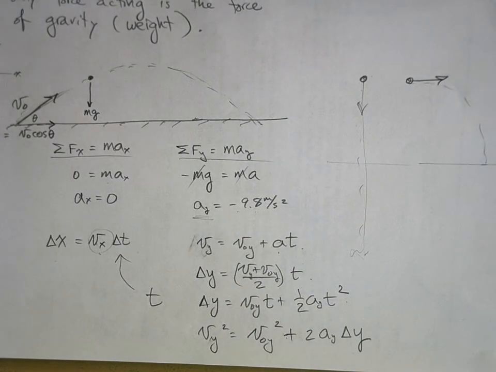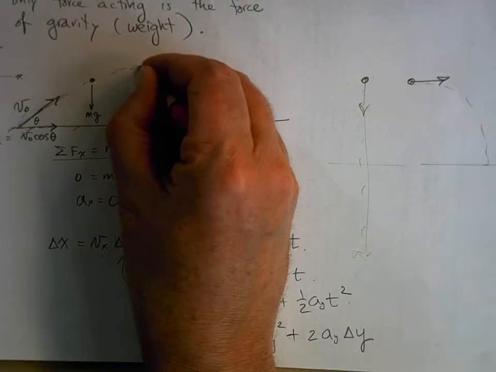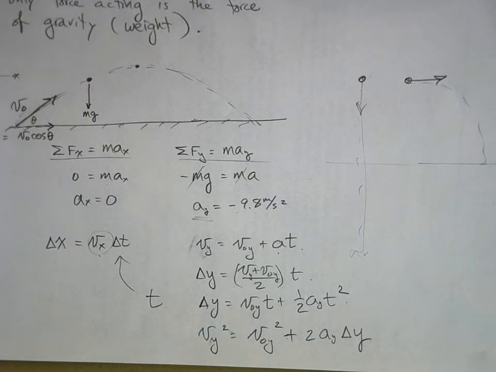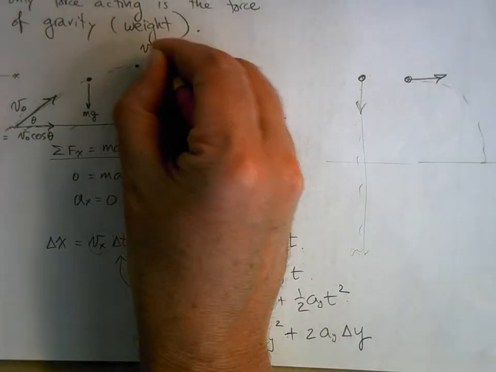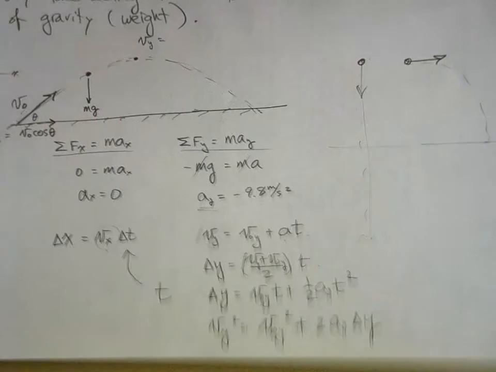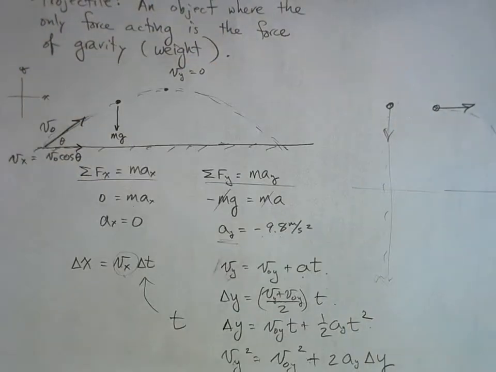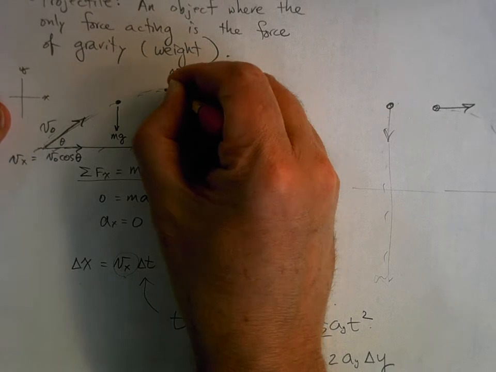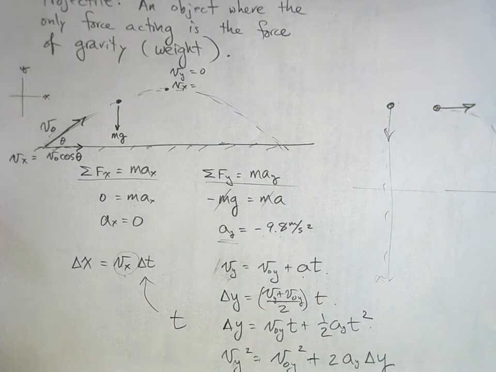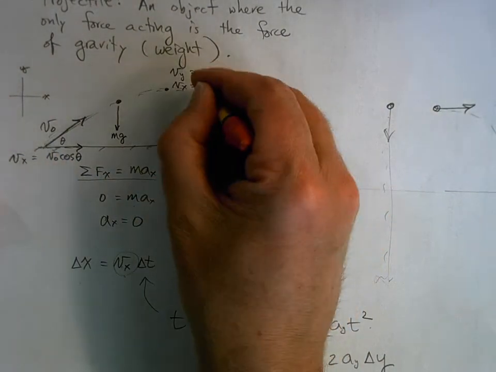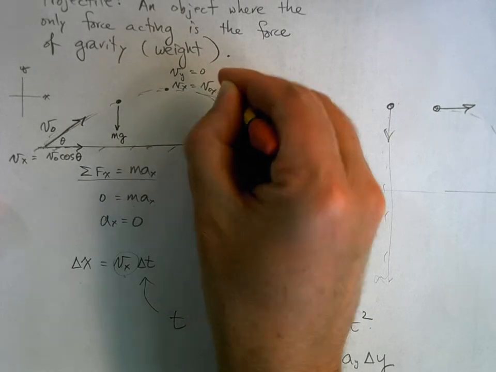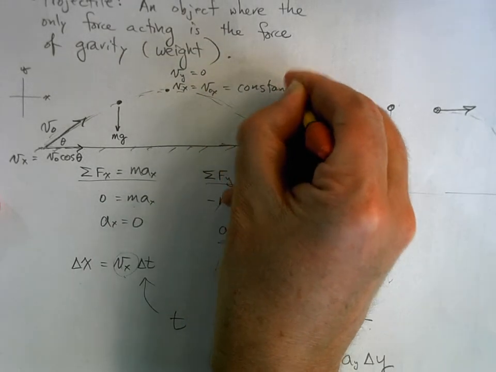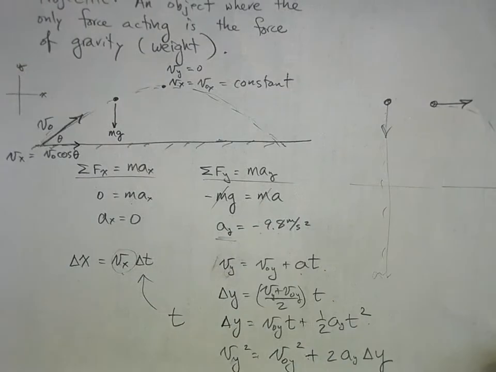Also remember, if you're at the very tippy top, what's true at the very tippy top? The velocity in the y direction equals 0, because it's changing direction. It's at its maximum height. It was going up and it's about to go down, so in the y direction, it has to stop. What is the velocity in the x direction? Well, it's whatever it was before. It's a constant. Remember, the velocity in the x direction is a constant. Let me zoom out.